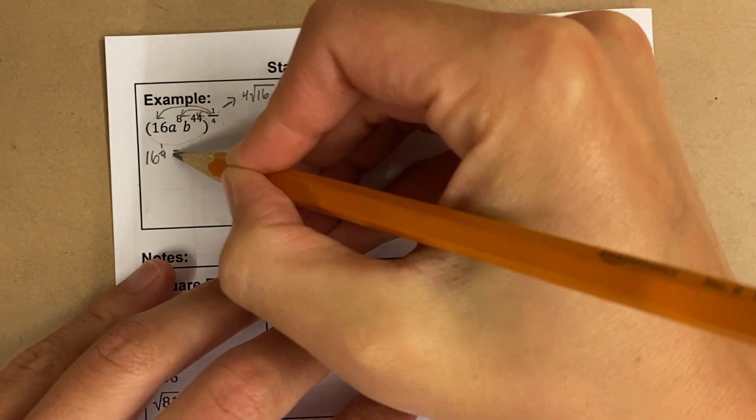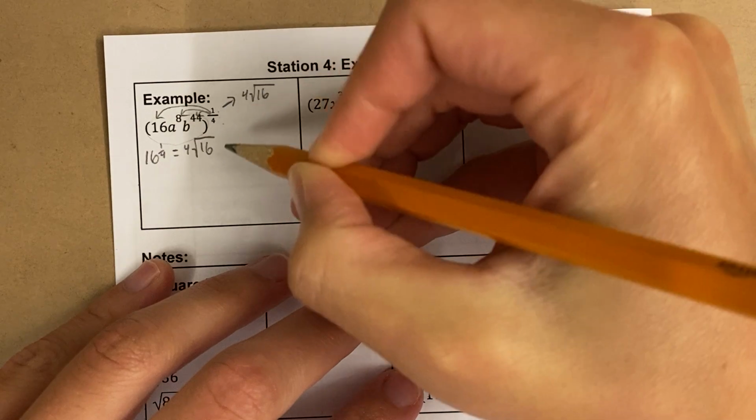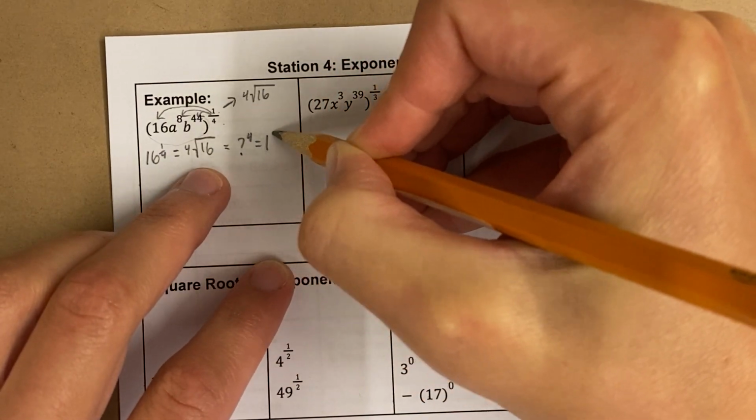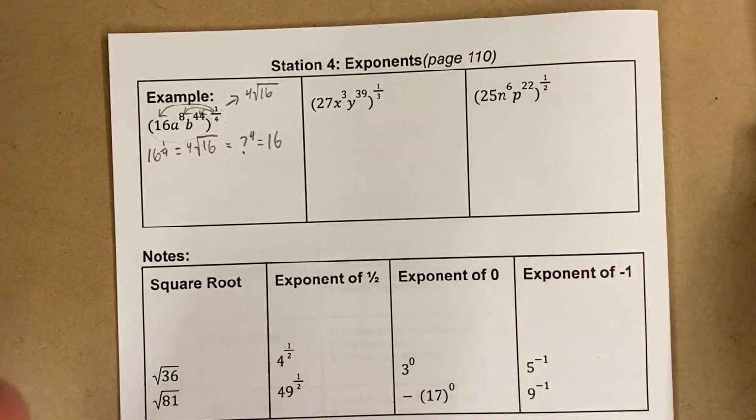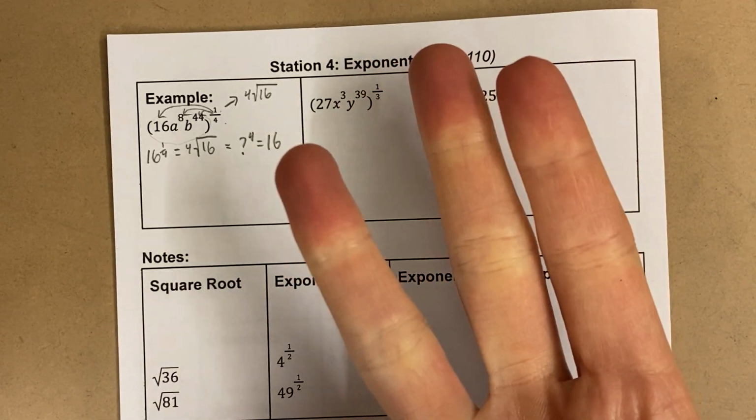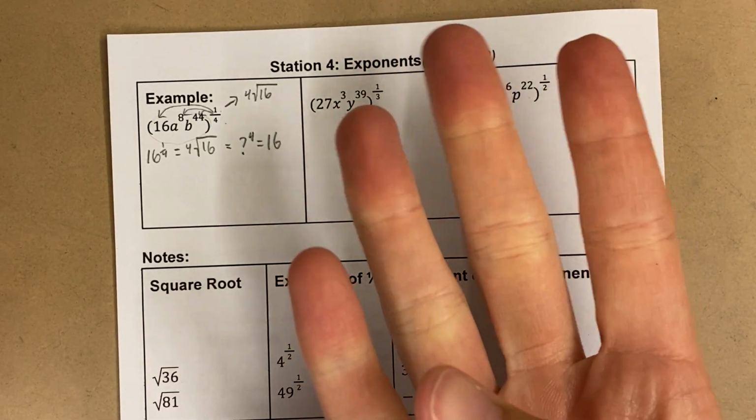This is the same as the 4th root of 16. That means what number to the 4th power equals 16? I would just use my fingers here, right? Like I would be like, okay, let's see, is 3 to the 4th power 16? 3 times 3, that's 9. Times 3, that's 27. Times 3, that's 81. Oh no, that's too big.